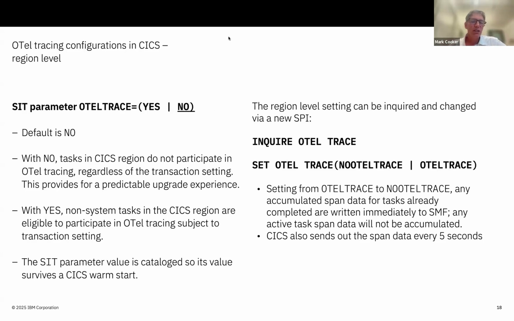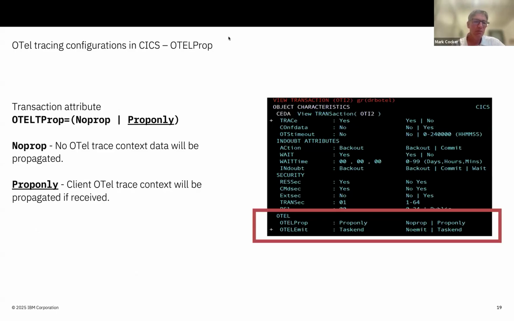So there's in essence two different places for this configuration. There's a SIT parameter, which in essence says, do you want CICS to process OpenTelemetry trace or not? So that's a big switch at a SIT parameter level. The default is no. So when you upgrade, there's going to be no automatic opting into this. So you will have to set it to yes if you want to process OpenTelemetry within CICS. And then there's SPI to be able to inquire on that, as you would expect.